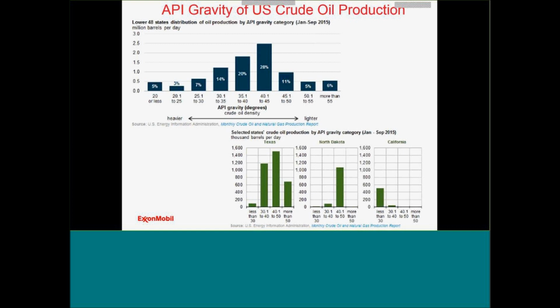These differences in crude oil quality fundamentally reflect the geological formations that are present in these different regions. So, for example, in Texas, a very light oil is currently being produced, while much heavier oil is being generated from the reservoirs in California.